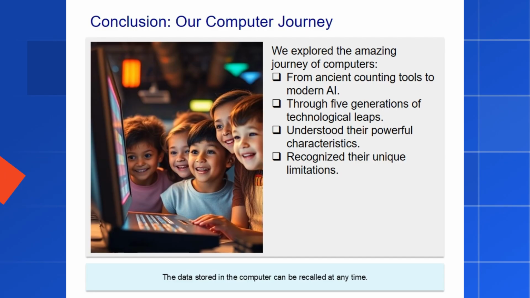Wow, we've covered a lot today. We journeyed through the incredible history of computers, from simple knots and abacuses all the way to the powerful AI-driven machines of today. We saw how technology leaped forward through 5 different generations, making computers smaller, faster, and smarter. We also learned about all the powerful things computers can do, like their speed and accuracy, and understood their limitations, reminding us that they are tools that still rely on human guidance.